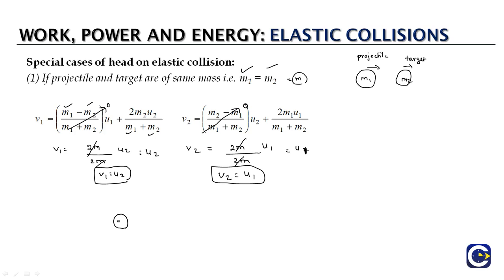Let us say we have an object of mass M. It's going with 10 meters per second speed. It's a projectile. There is another equal mass which is going with 2 meters per second. Now after the collision, let us call this particle 1 and particle 2. After the collision, the velocity of particle 1 would become 2 meters per second, and the velocity of particle 2 would become 10 meters per second. So this is the significance of the head-on collision in case of the elastic category.